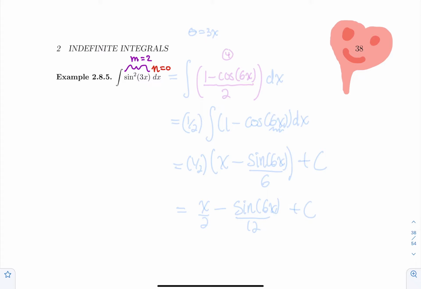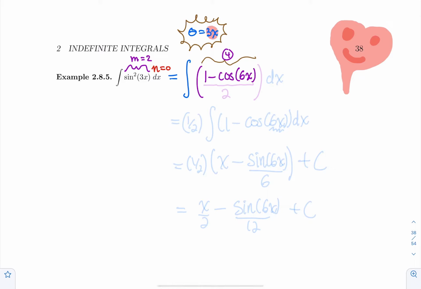Here, because we have sine squared, we're going to use the fourth trig identity. The theta is whatever stuff you have inside sine squared, so the theta is 3x. If you're using the fourth identity, this sine squared is going to be replaced by 1 minus cos of 2 times what's inside. Because the inside is 3x, you're going to get 6x, so it's 2 times 3x, which is 6x, divided by 2. So I'm using the fourth trig identity to get rid of sine squared.